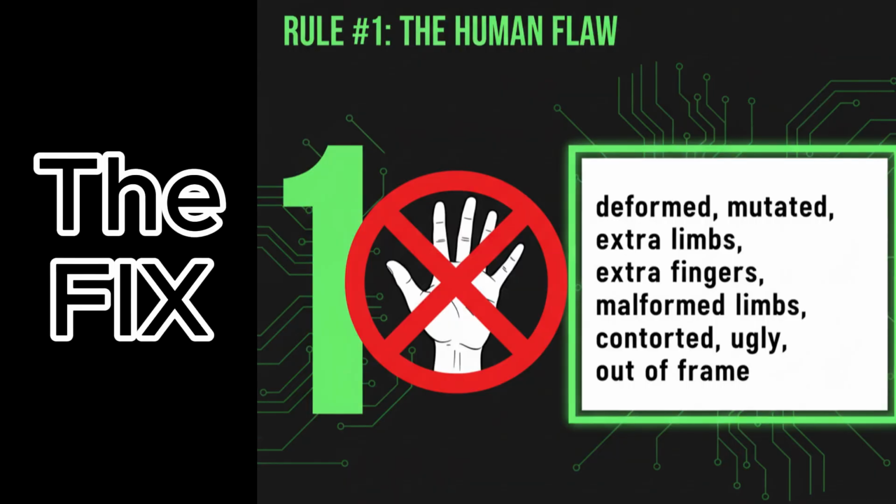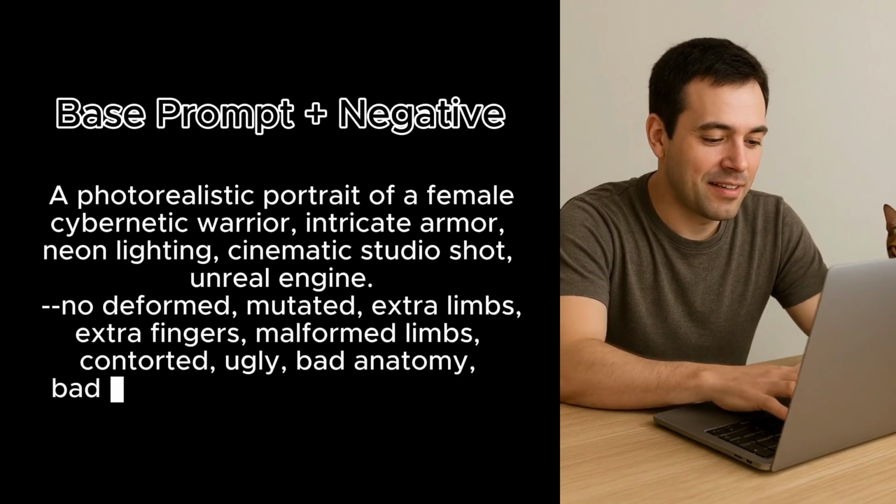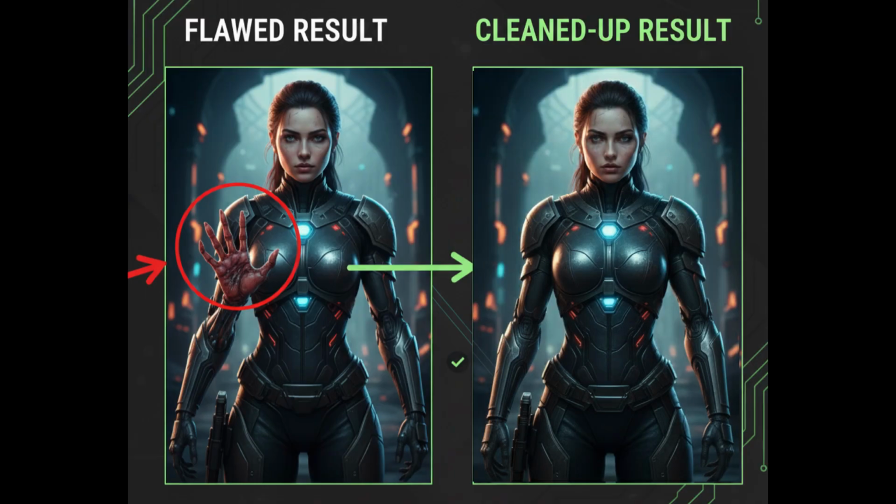We fight back with exclusion terms. We need to tell the AI that things like mutated and deformed are forbidden. Run the exact same prompt, but with this negative string added to the end. See the difference? We didn't change what we wanted. We just removed the possibility of what we didn't want. This is a non-negotiable step for any character work.